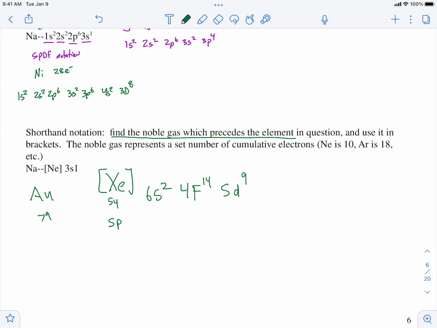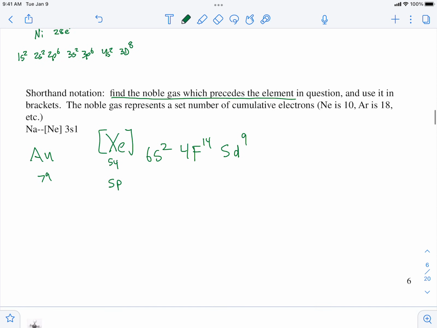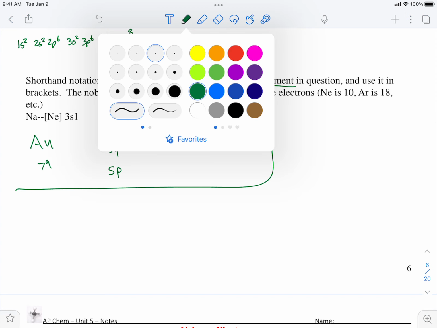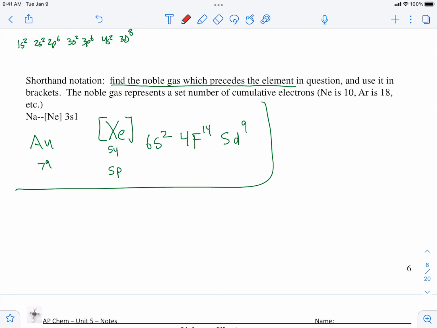How are we doing with SPDF notation? We're doing okay? Okay, so the next natural step, just to make sure, I just want us to do two more examples to make sure we're okay with this. So I want you to write out the regular bromine, and then I want you to do shorthand for lead. Okay, so write out SPDF notation for bromine, and then write out the shorthand for lead.